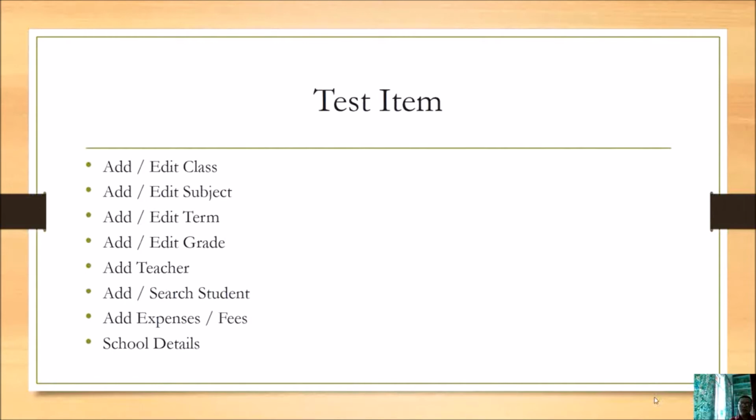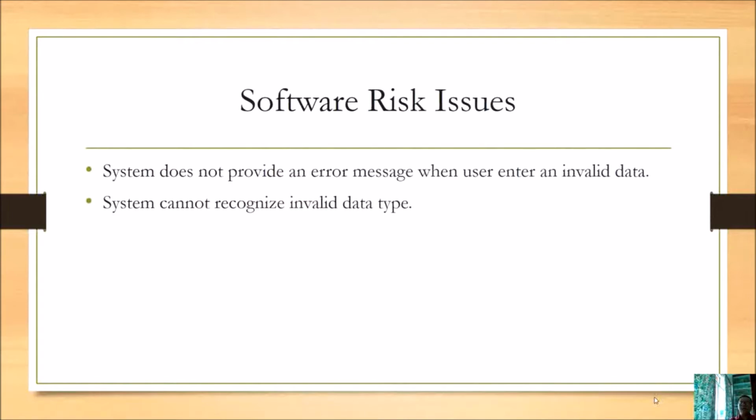Next, I will introduce our test items, which are add or edit class, add or edit subject, add or edit terms, add or edit grade, add teacher, add or search students, add expenses or fees, and school detail. Next, software risk issues. The system does not provide an error message when a user enters invalid data. The system cannot recognize invalid data types.